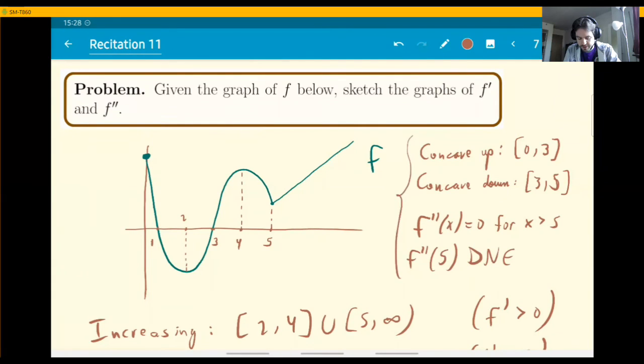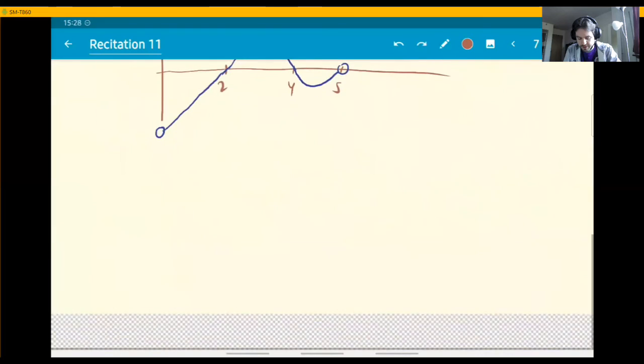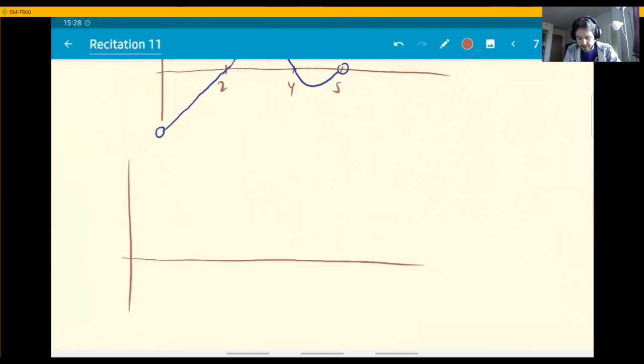Okay, so with this, you know what you have to do. Your f double prime has to be positive until the number 3, then negative between 3 and 5, does not exist at 5, and then 0 after that. So positive, negative, DNE at 5, and 0.